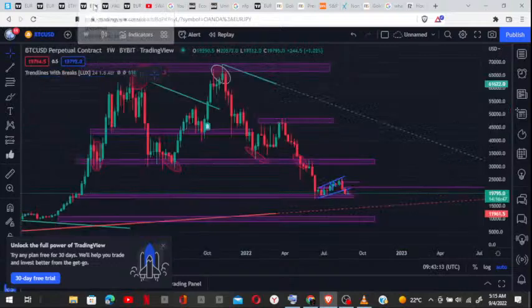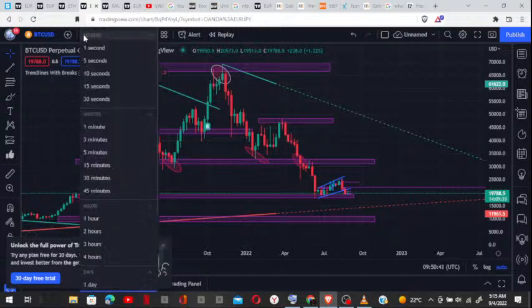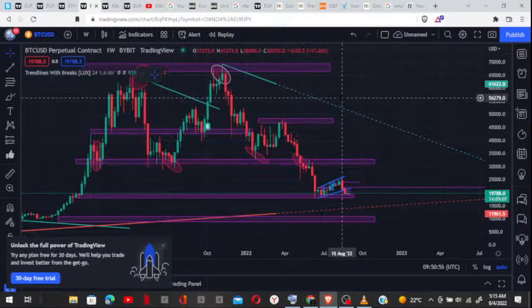So let me go back to Bitcoin USDT, and this 1 week time frame, we're going to go back to 1 day. So guys, we were talking about Bitcoin USDT, and you can see this with this indicator in the 1 week time frame.